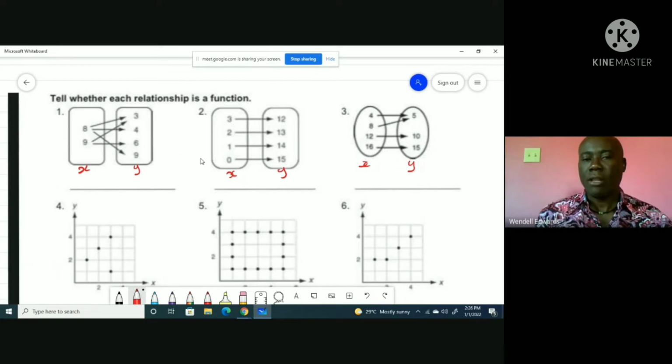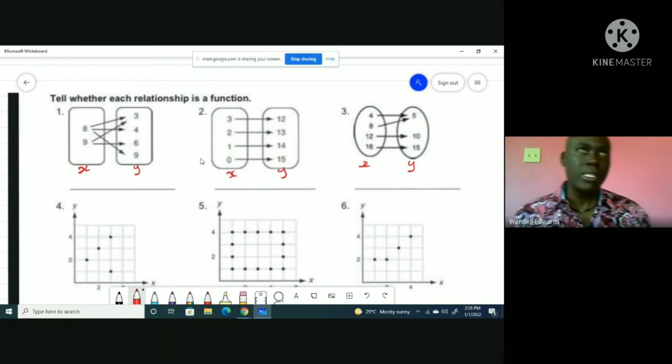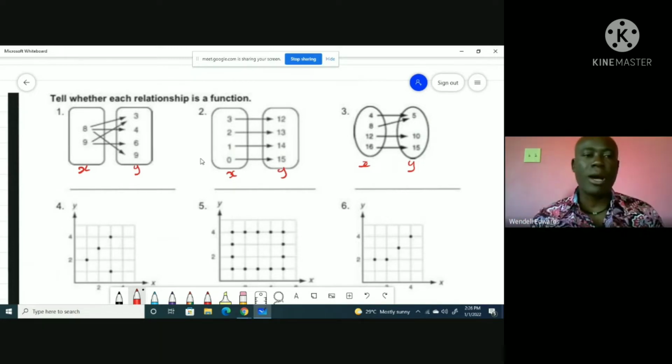So one of the things that we have to look for is where the arrow is pointing. All right, so the arrow normally leaves the x and goes towards the y. What's the idea behind what's the function though? What's a function? The function is such that each x value would have one and only one value in the range. So each value from your domain must have only one value in the range.